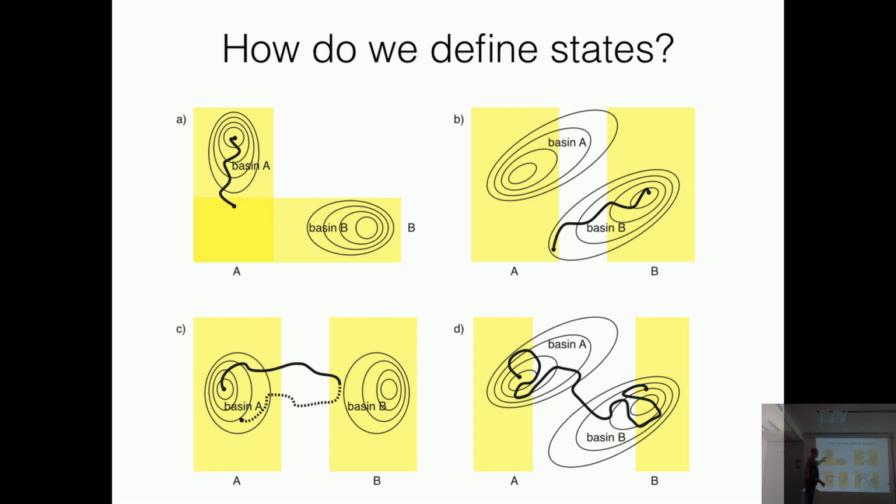What's wrong with the first thing? Well, I've got state A defined like this, state B defined like this. There are points that are in both state A and state B. That's right out.